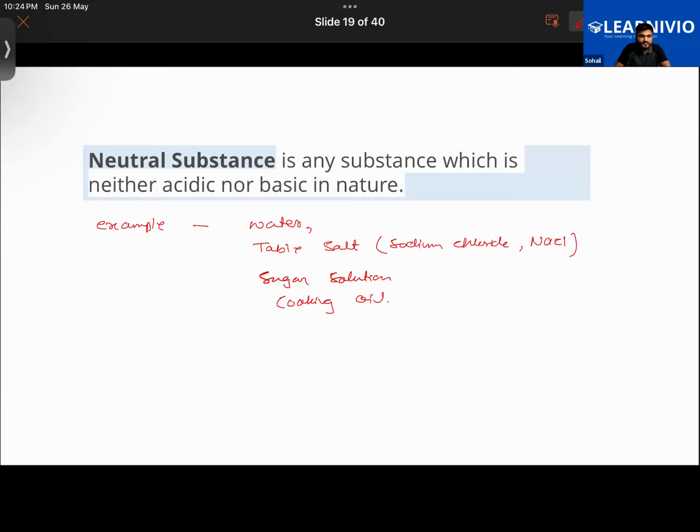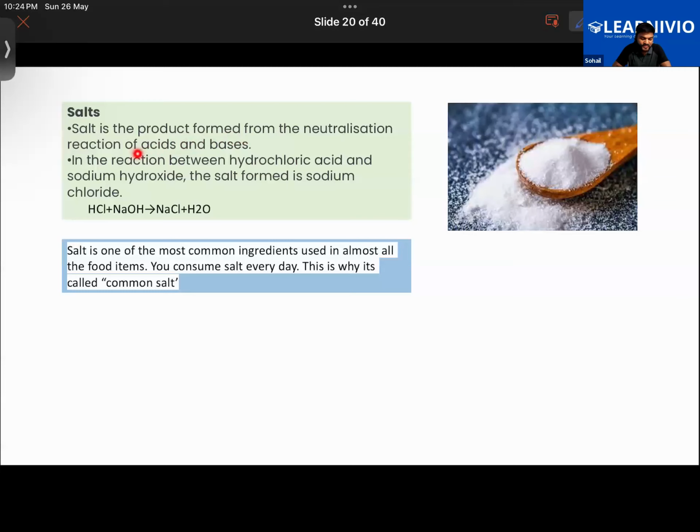Did we not mention salt? Yes, we have mentioned salt over here. While we were talking about the neutralization reaction, we learned that salt and water are formed in that reaction. So let us learn about salt. Salt is simply the product that is formed from the neutralization reaction of acids and bases. In the reaction between hydrochloric acid and sodium hydroxide, you obtain the product sodium chloride, which is a salt. Along with this, water is also released.